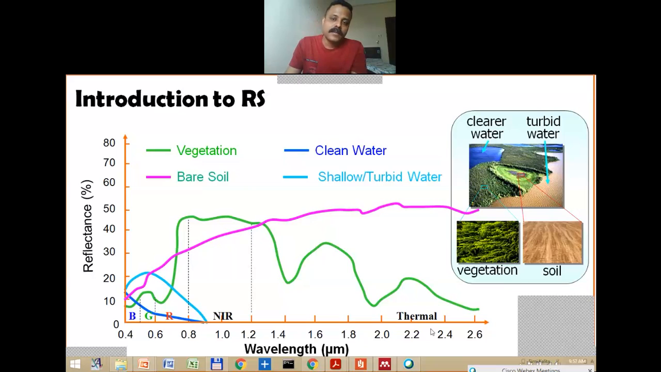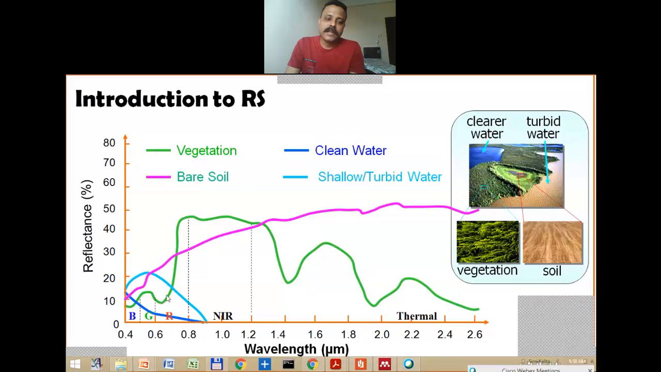Now, come back to vegetation. In vegetation, we observe a very unique and typical signature. Look at this green graph. In the blue range, this is around 8%. Then it drops, and in the green range, it becomes maximum, around 12 or maybe 13. And then in the red, it drops.